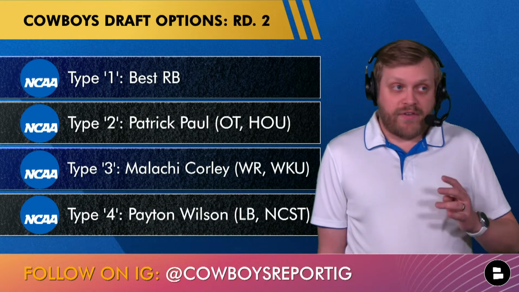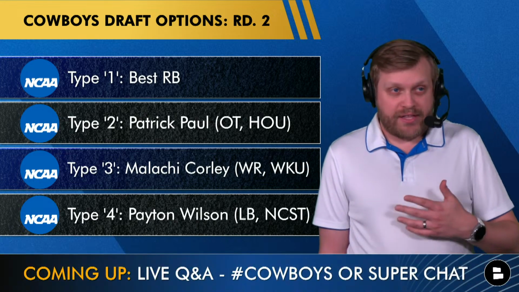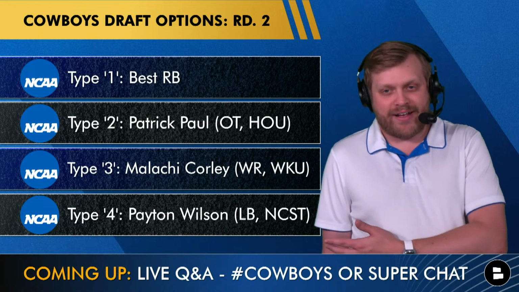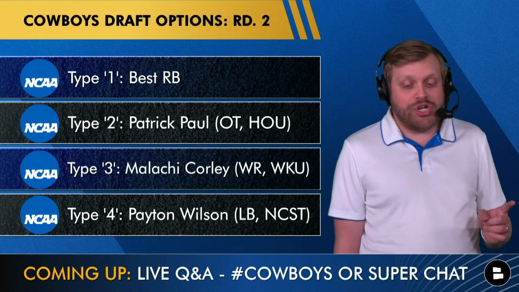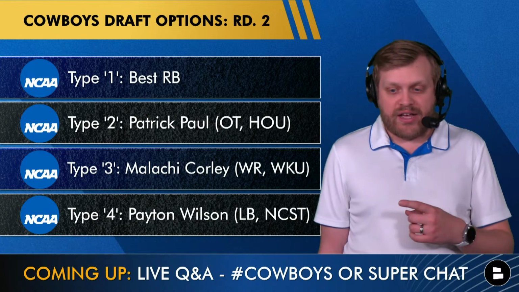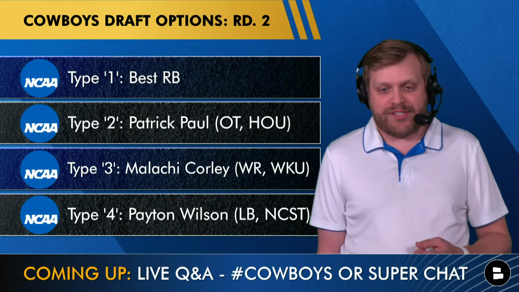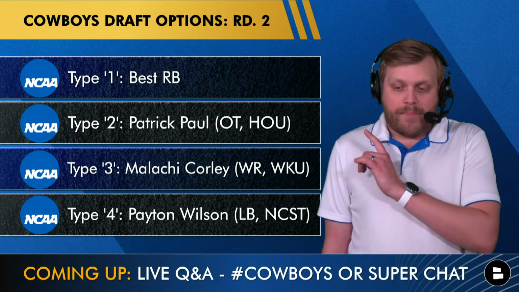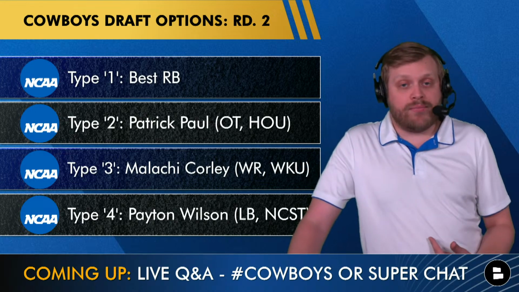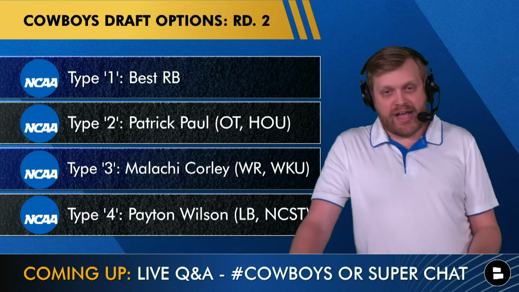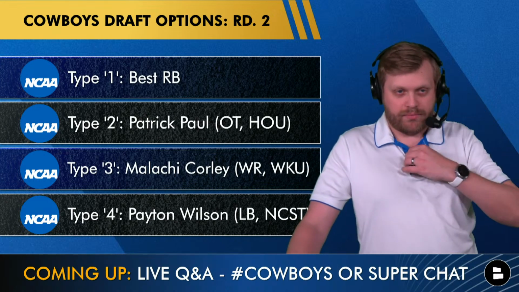Patrick Paul is the developmental but talented, really gifted athletically, large arm, large frame, fits the Cowboys archetype, tackle from Houston. Remember, Jackson Powers Johnson was the first-round pick. Malachi Corley is the kind of gadget receiver from Western Kentucky. He's barely getting any votes, so not too impactful there. Peyton Wilson, I think, is the most talented linebacker in this year's class. He just hasn't been able to stay healthy very much.